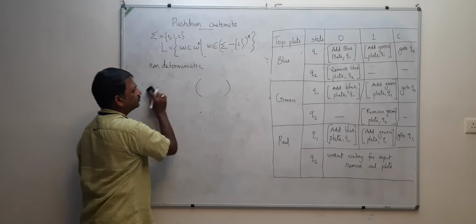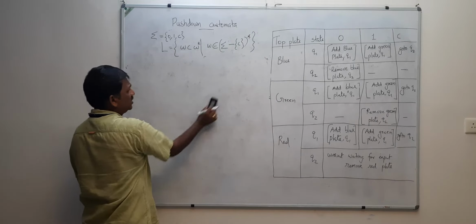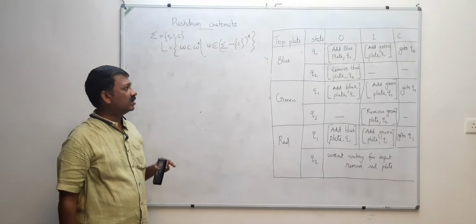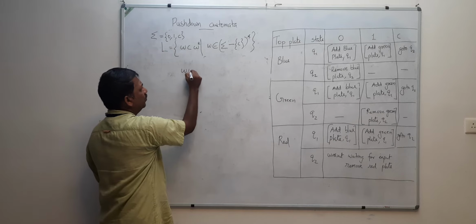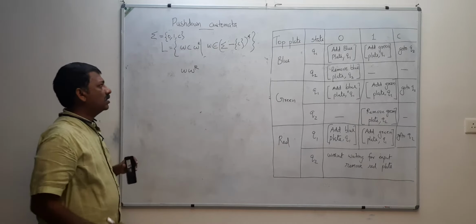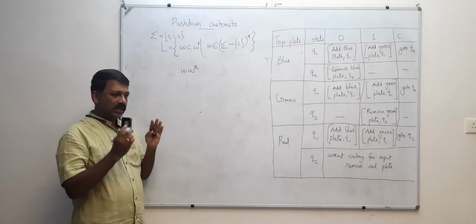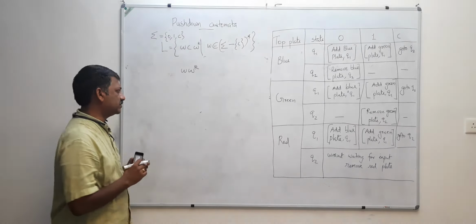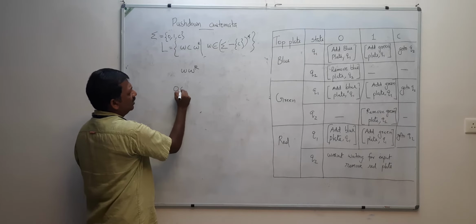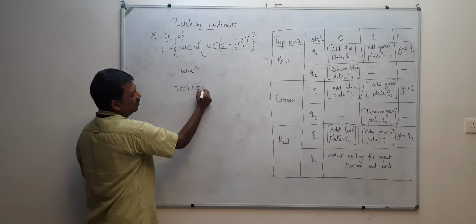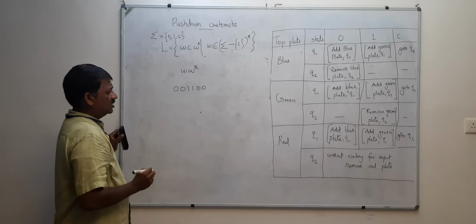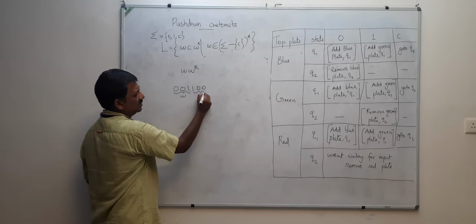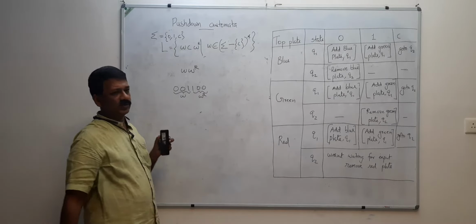For example, I will show you another example. Suppose that instead of W C W raised to R, you are having W W raised to R. W W raised to R means a string followed by the reversal of the string. Suppose that you have 0, 0, 1, 1, 0, 0. If you are treating this as W and this as W raised to R, then that will be accepted.